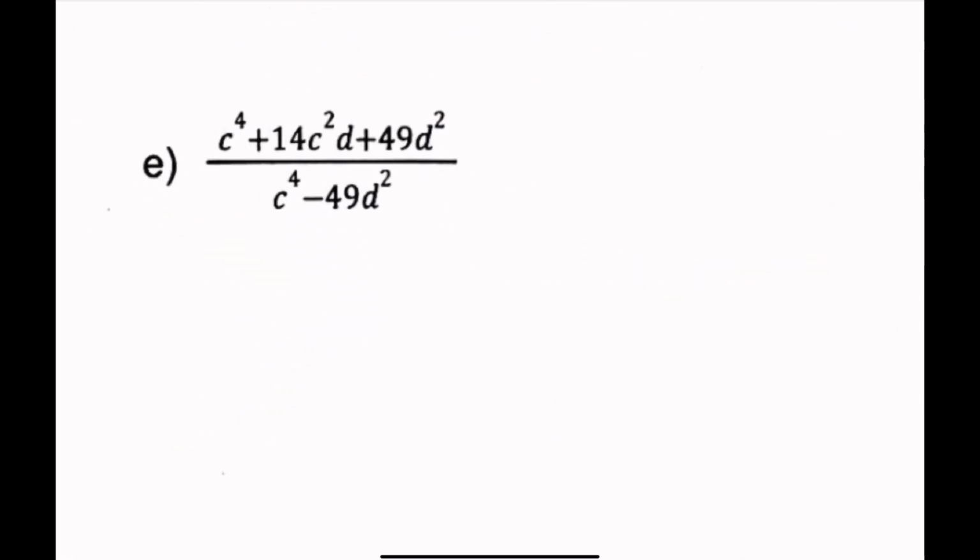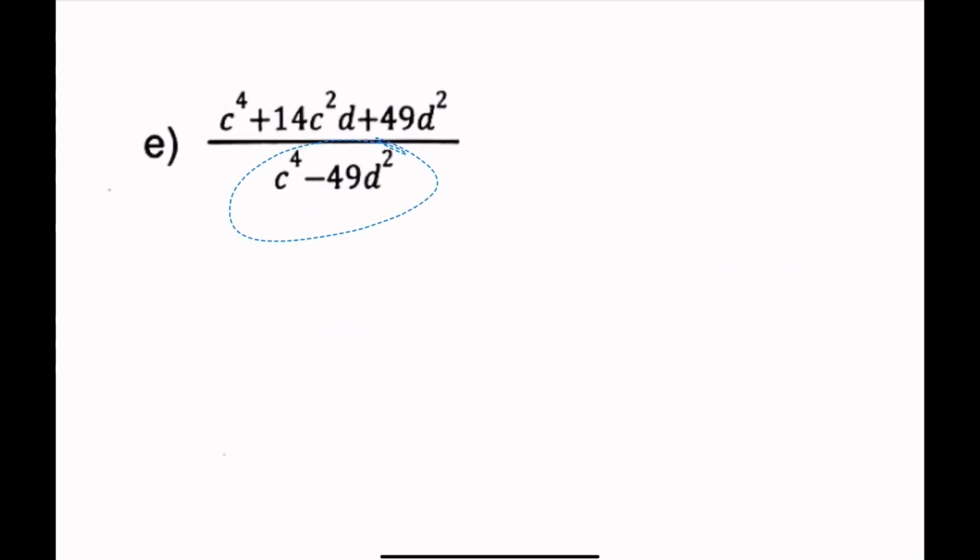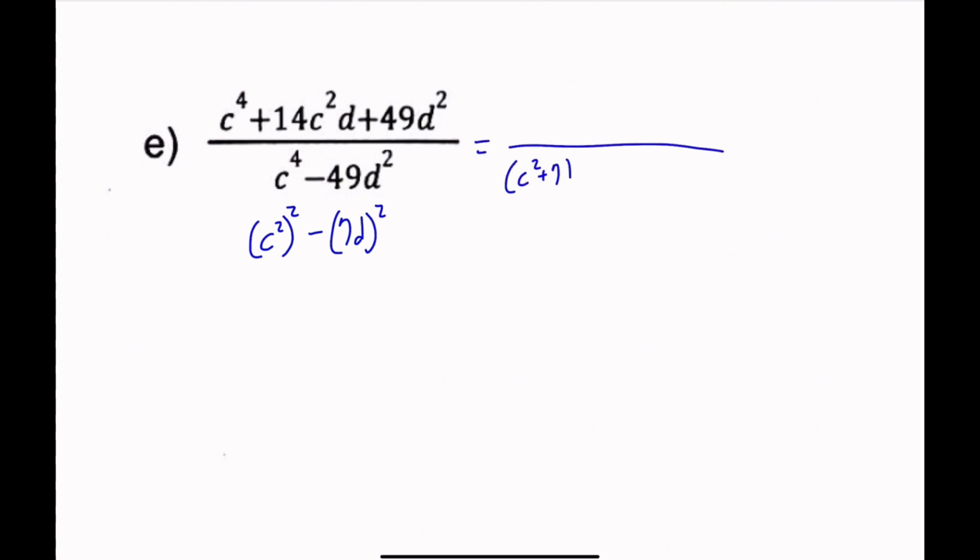And for number E, c to the 4th power minus 49d squared, under that, right? And so first let's deal with the denominator. Notice that the denominator is also a difference of squares, because c to the 4th power is c squared, squared, and this is 7d, the whole thing squared. So that becomes c squared plus 7d times c squared minus 7d.